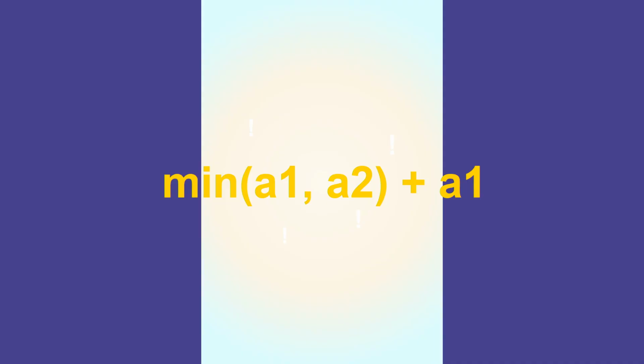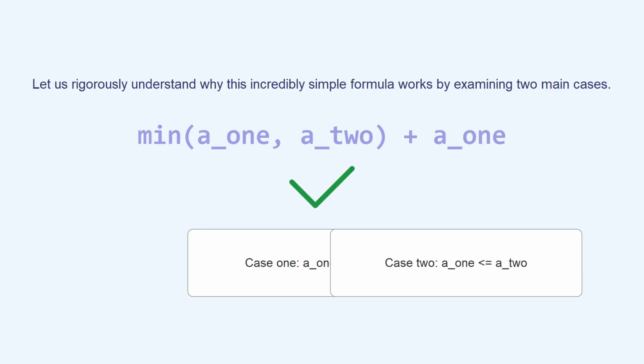Now, here is the surprising simplicity revealed by the solution. The answer is simply min of a1 comma a2, plus a1. Yes, it only depends on the first two elements. Let us rigorously understand why this incredibly simple formula works by examining two main cases.